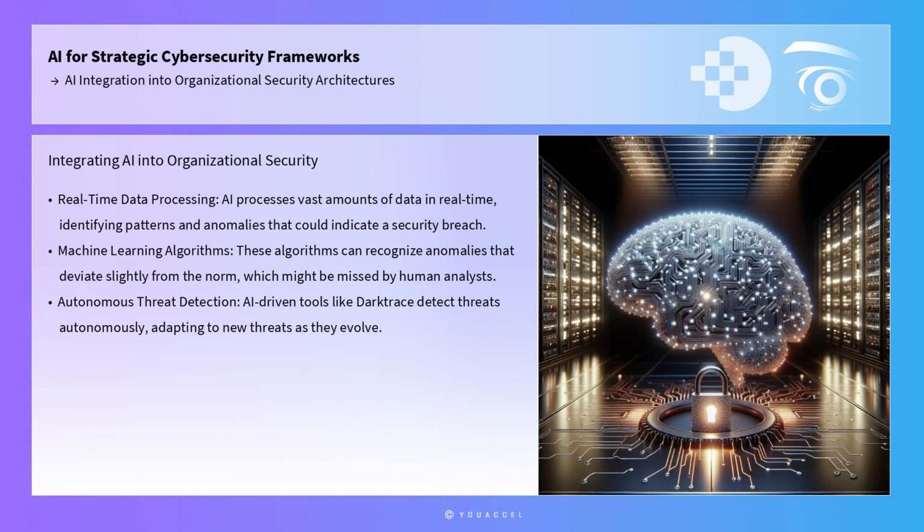One of the core benefits of integrating AI into organizational security is its ability to process vast amounts of data in real time, identifying patterns and anomalies that could indicate a security breach. Machine learning algorithms, a subset of AI, can be trained to recognize these anomalies, even those that deviate only slightly from the norm, which might be missed by human analysts.